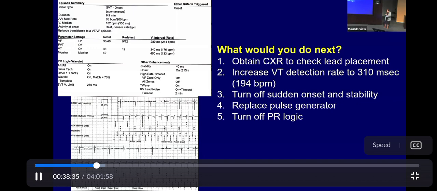So PR logic there is the program parameters on the top part there, maybe I have a pointer. Yeah, I do. So here you can see the PR logic is on, and then this is on here, and here are your rate cutoffs, 176 and 214. What would you all do? Chest X-ray? Anyone else say anything different? So you're thinking something dislodged. Okay, and why?